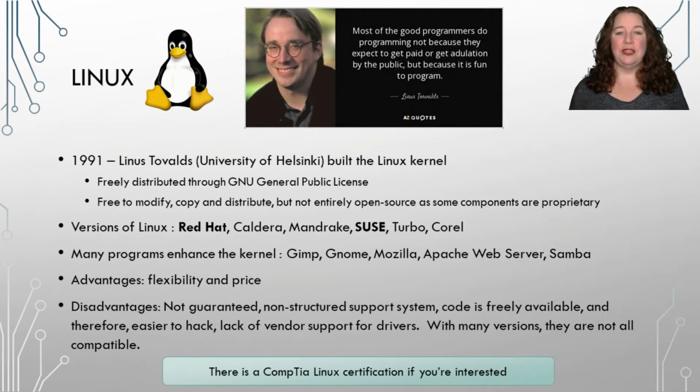In 1991, at the University of Helsinki, Linus Torvalds built what we call the Linux kernel. So remember how we said Unix was a kernel surrounded by modules and daemons? Well, in this case, Linus built the Linux kernel, and he essentially called it the Unix kernel with LI for Linus in the front. So it's the Unix kernel built by him. And he freely distributed it.